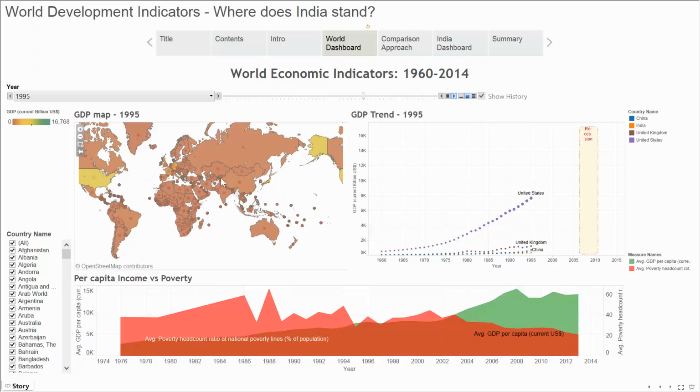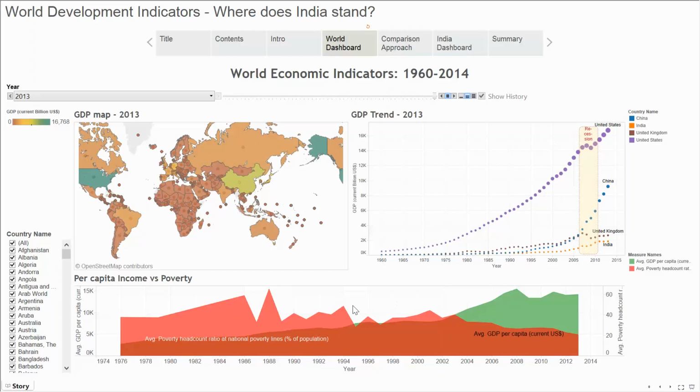keep a watch on China here. See that China's growth started in the 90s and it continues post that. Importantly, look at the picture here. Note the dip in GDP for the US and UK in 2008 and 9, which is the recession period.